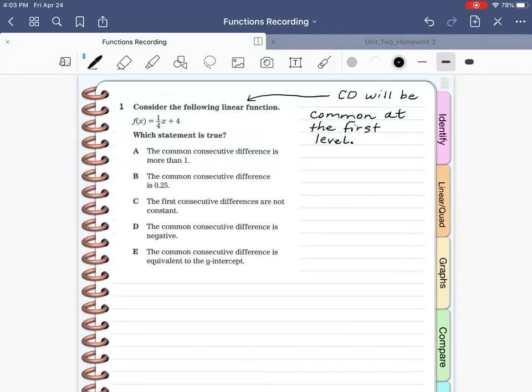Here is problem number 1 on page 101. It says to consider the following linear function. If the function is linear, that means that its consecutive difference will be common at the first level. So I'm going to have to look at this function to that first level column, because they're asking me in my answer choices which statement is true. They want to know about consecutive differences.